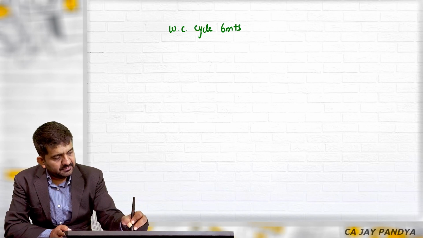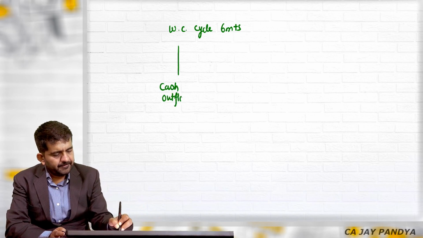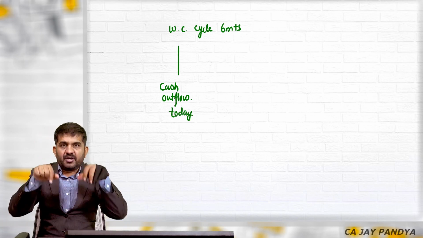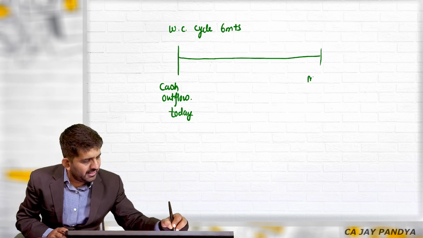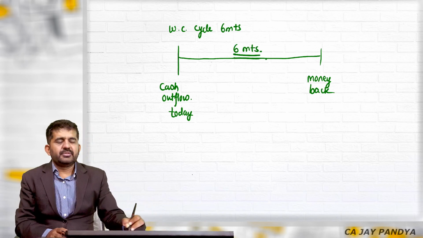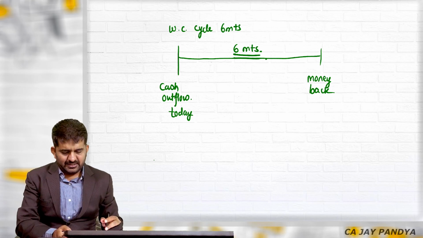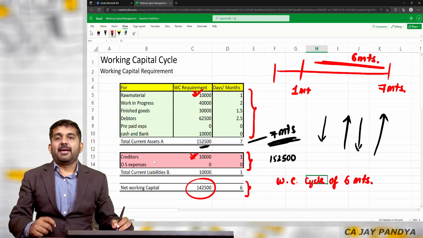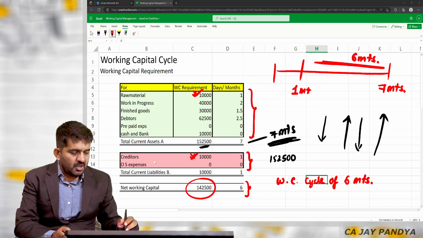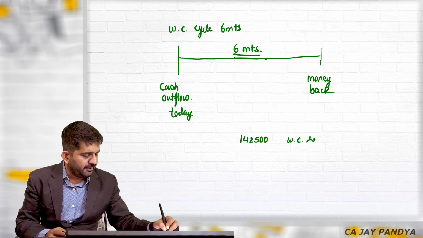What does this mean is, my cash outflow, if it happens today, of course it is happening after 1 month, but let us assume after 1 month is today, then I will get my money back in how many months? 6 months, which is nothing but my working capital cycle. This is how I find out working capital requirement. I need to start this manufacturing of pen business. What is my working capital requirement? 1,42,500. Calculated in a logical manner is my working capital requirement.